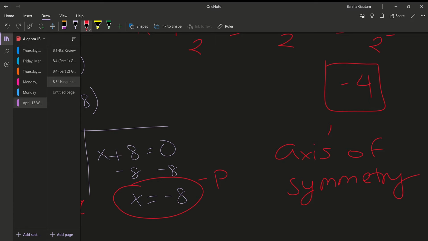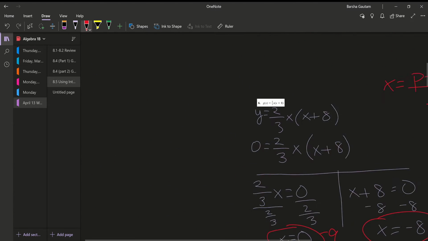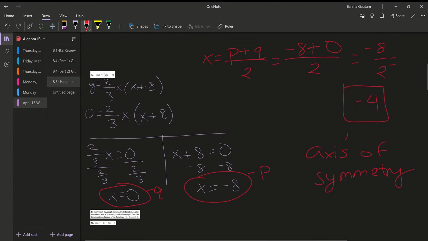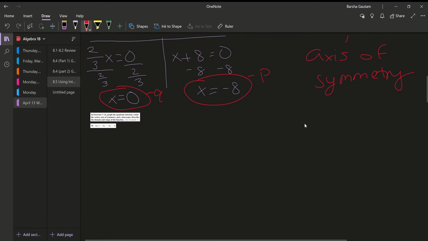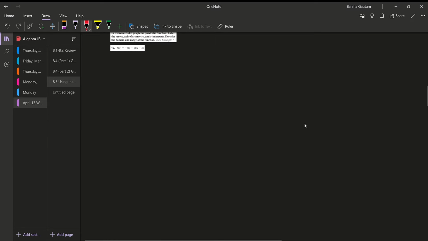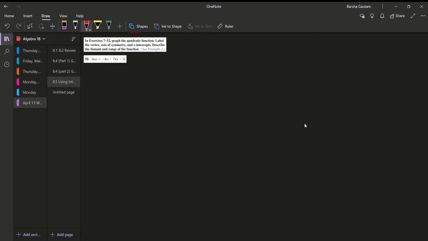Alright, let's try another one. Let me make this a little bit smaller so you can see it overall. Okay, so that one's number 6. Let's try number 10 in the book. In exercises 7 through 12, we're doing number 10. Graph the quadratic function, label the vertex, axis of symmetry, and x-intercepts, and then describe what the domain and range of the function is.